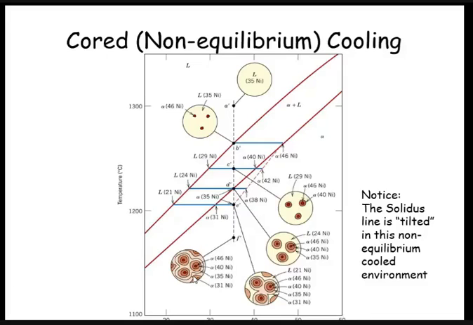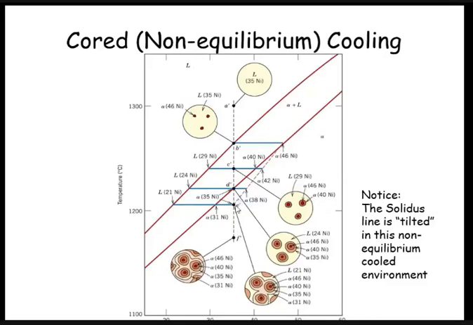And this is what we call coring. There is a chemical inhomogeneity within this alloy, and you can see from center to surface you have different chemical composition. Why have you obtained this different chemical composition? Because you have gone for non-equilibrium cooling.